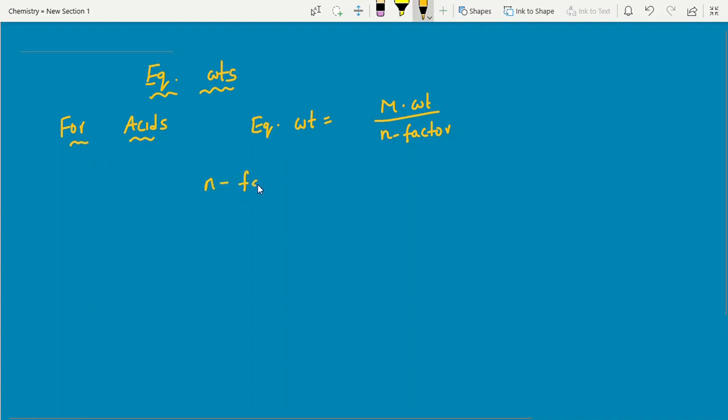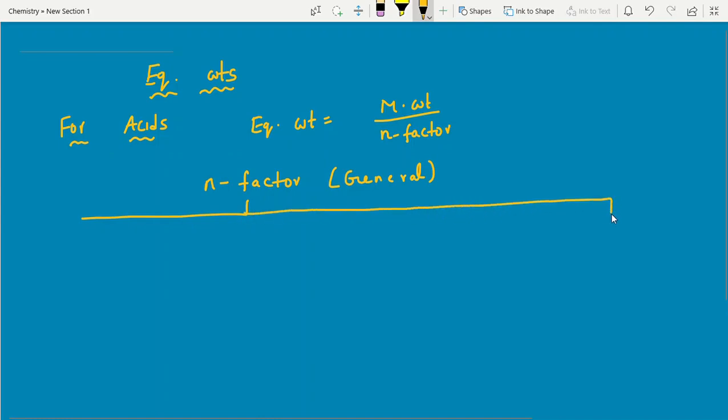N factor. This is general. Afterwards, we'll come back to the acids. N factor generally, we are taking four different ways. See here. The first one, n factor for acids. For acids, we are going to calculate basicity. What is basicity, students? Basicity is nothing but easily replaceable hydrogen.